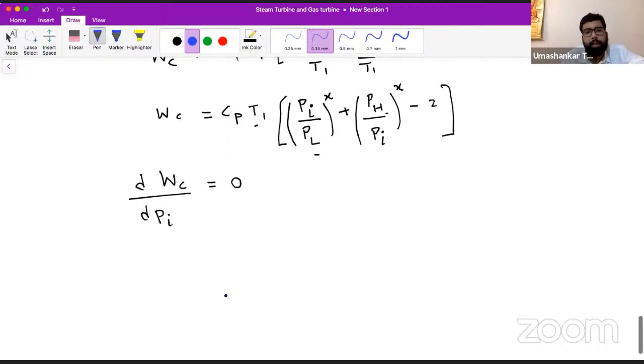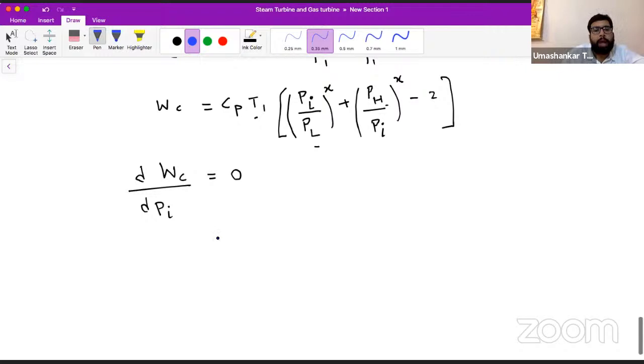I certainly know that you can do it, so I am writing the result directly. You will have Pi equal to under root PL PH. Pi will be equal to under root PL PH.